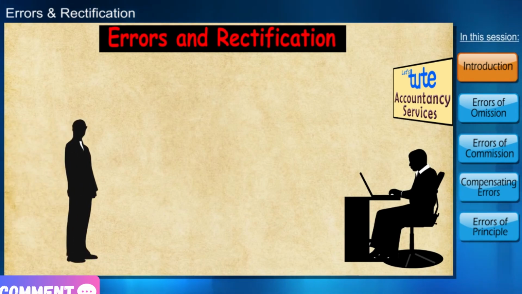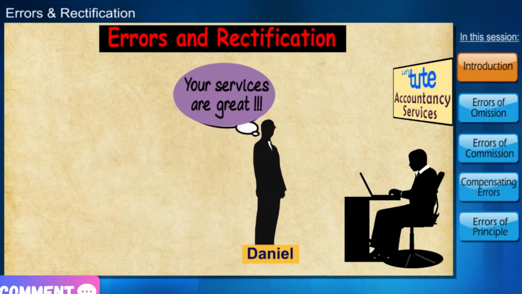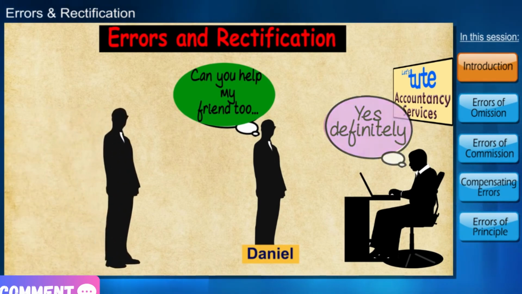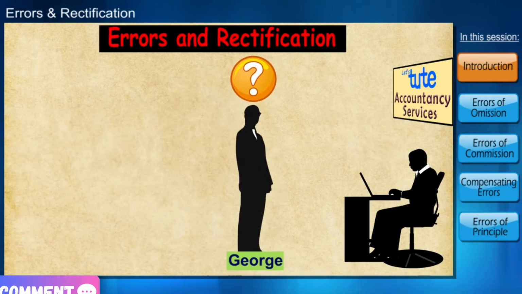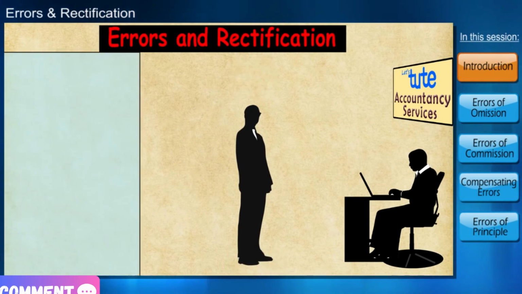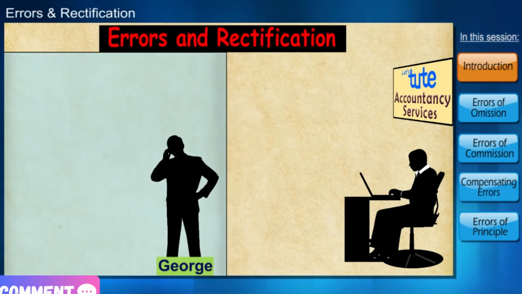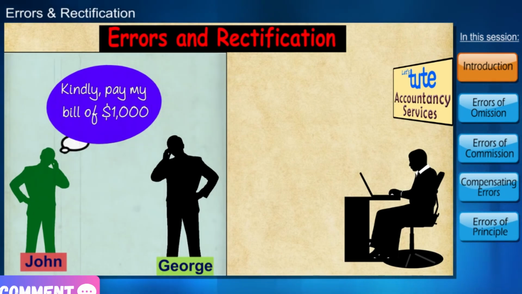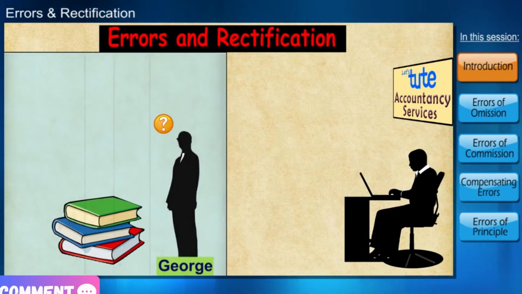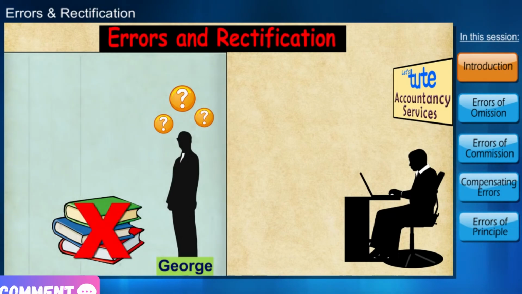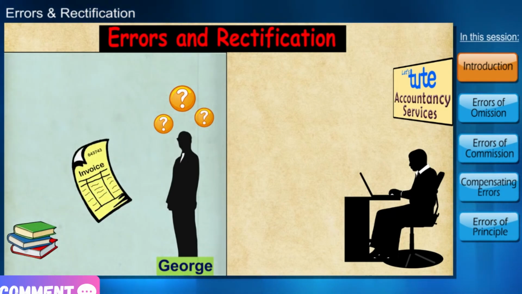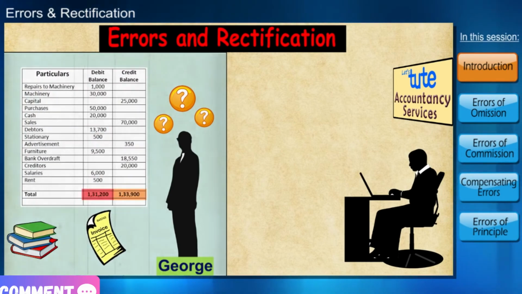Meanwhile, Daniel, being satisfied with our services, introduced us to his friend Mr. George. This client came to us very worried. Let's see what happened with him. He received a call from one of his creditors, Mr. John, asking for his payment of 1,000. This purchase transaction did not show in any of his books, but he did find an invoice of this purchase in his source document. He even noticed that his trial balance did not tally.